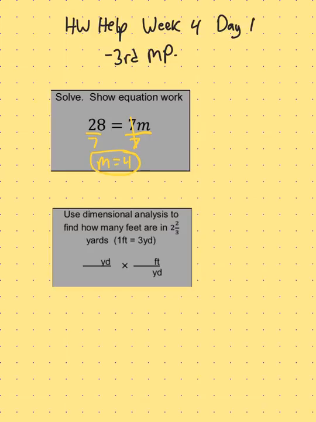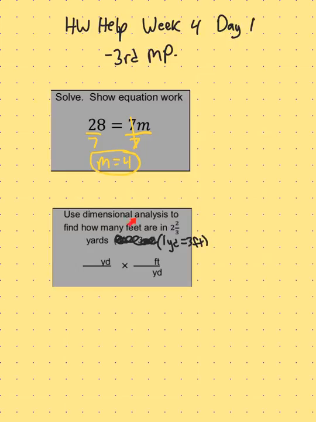Now for the problem below with dimensional analysis. The first thing I'm going to point out is that I have a typo on mine, but I fixed it on yours. See where it says 1 foot is 3 yards? That's actually backwards. On your paper it should be 1 yard is 3 feet. All right, so anyway, let me continue with the problem here.